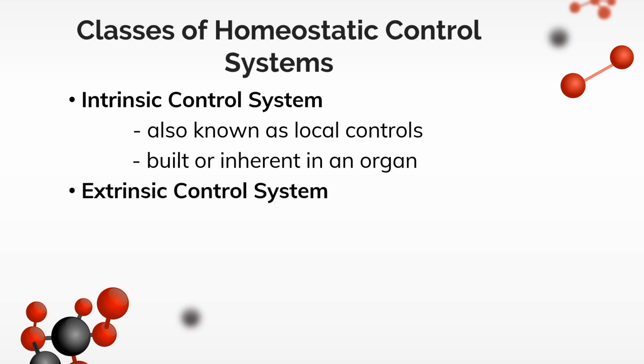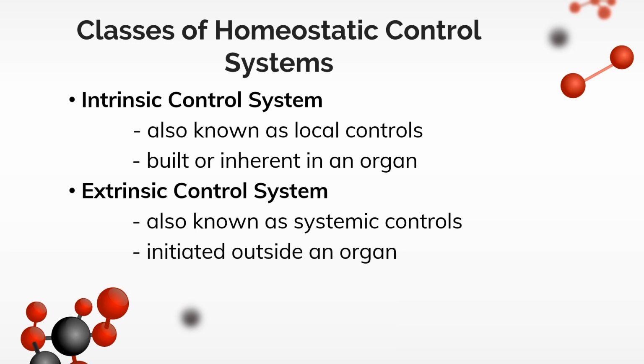Another control system is the extrinsic control system. Extrinsic means outside of. This system is also known as systemic control. The extrinsic or systemic controls are regulatory mechanisms which are initiated outside an organ to alter the organ's activity.